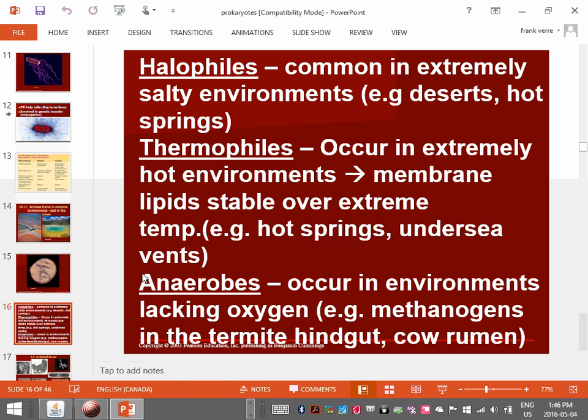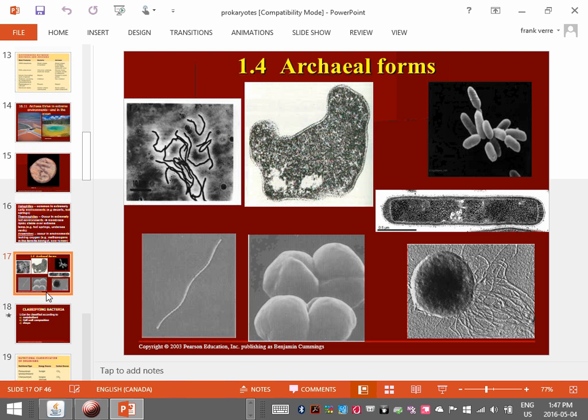Okay, halophiles, thermophiles, anaerobes. Again, I don't really care if you know the little details in this unit. The biggest thing in this unit is understanding the groups. What makes them a group? Like, what are the characteristics of the group? What makes this group different than that group? So don't worry about, oh, I gotta memorize what a halophile is. I don't care about that stuff, okay? I want you to understand the big picture. Like, what are the characteristics that make this group different than that group, okay? Okay, here's just some pictures of Archaea.